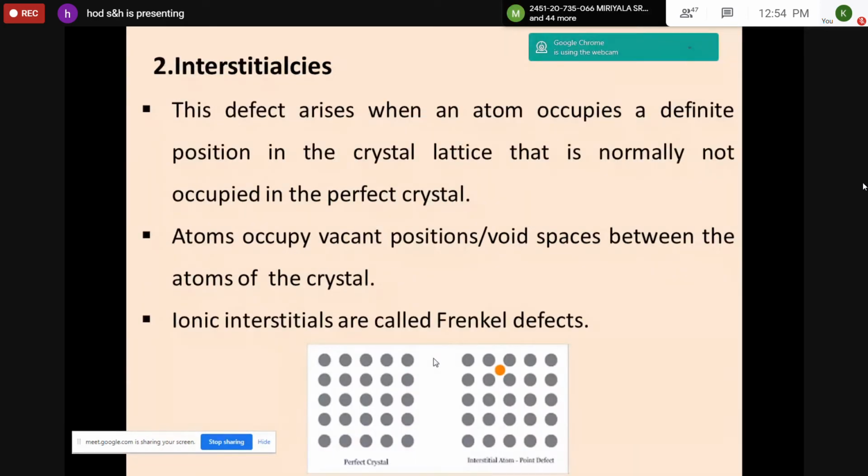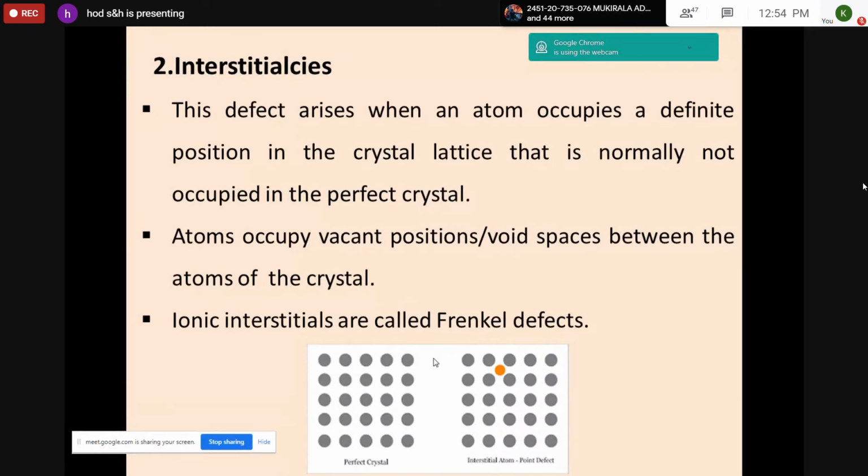Now the second category is interstitial sites. This is another crystal defect which comes under the point, zero-dimension defects we have discussed. This defect arises when an atom, molecule, or ion occupies a definite position in the crystal lattice that is not normally occupied. That means each and every atom should be associated with a lattice point, but in this case, it is interstitial. It occupies a position between the regions of two atomic planes.